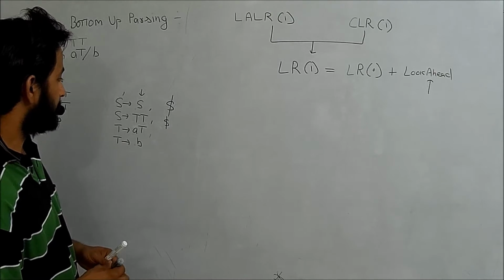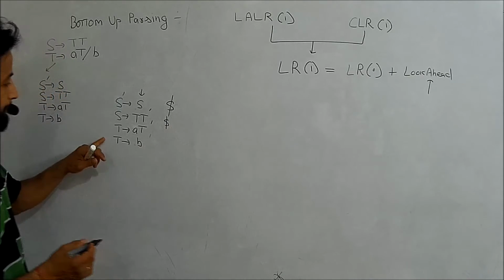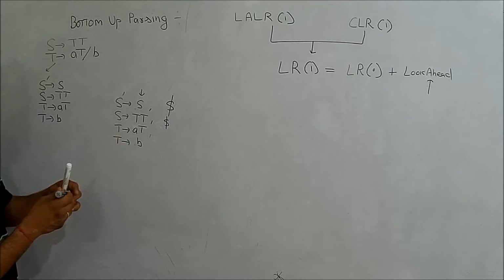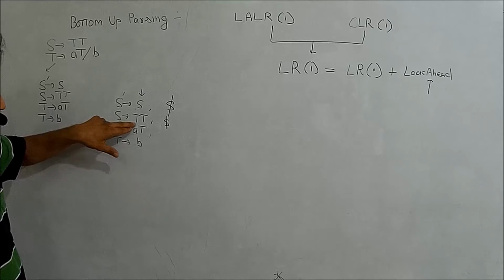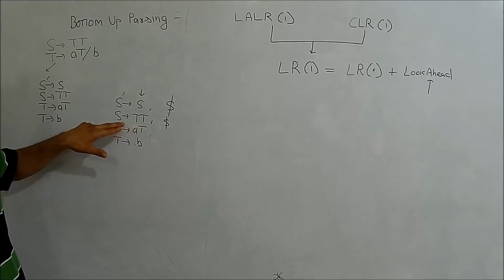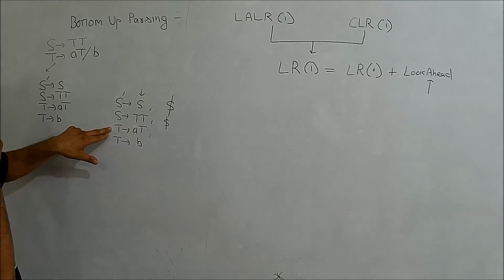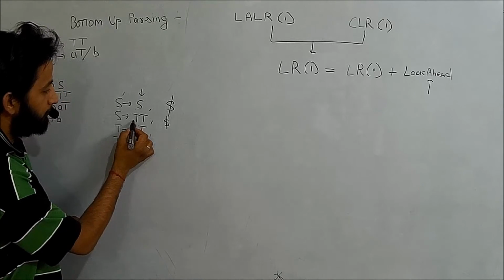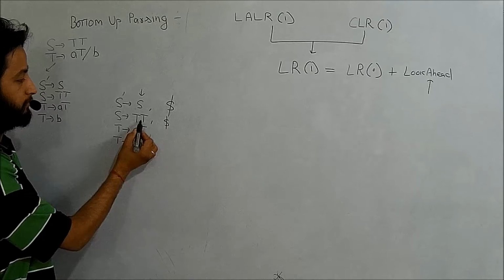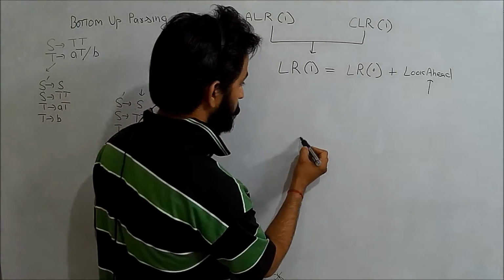So for this item, the look ahead will be, let us check here, this production comes because of this T. Okay, because the closure of the T is this one, so I will add look ahead of this, which will be first of this. Okay, let us take one more example.